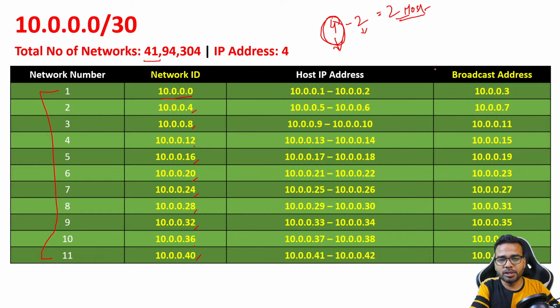And what is the broadcast ID? Broadcast ID is the last IP address. For example, 0 is the first, then 1, 2, and 3. The last IP address, 10.0.0.3, is going to be the broadcast IP address. Even here, the IP address starts from 4: 4, 5, 6, 7. This is the last IP address, the broadcast IP address, 10.0.0.7. Same like this, 10.0.0.8. How to find the broadcast ID? Just count 4: 8, 9, 10 and 11. This 11 is the broadcast ID of this particular network.